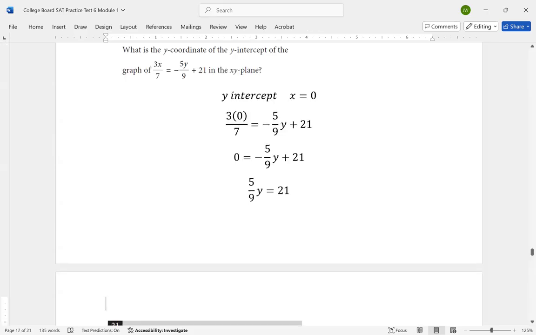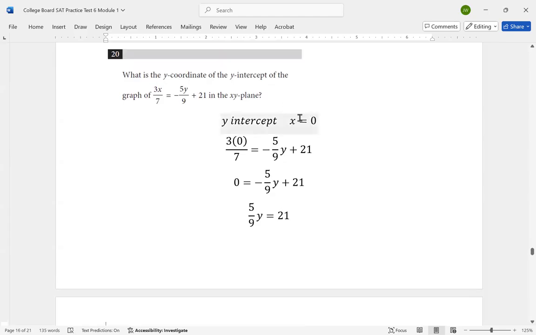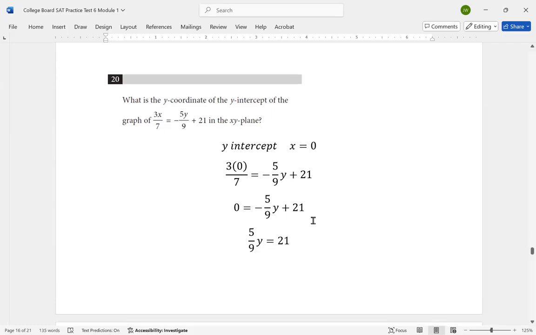And now I can do one of two things. I can either divide both sides by 5/9. If you do that and you're typing it into your calculator, make sure you put the 5/9 in parentheses. Or you could multiply both sides by 9 over 5, 9/5. Either way is perfectly fine.